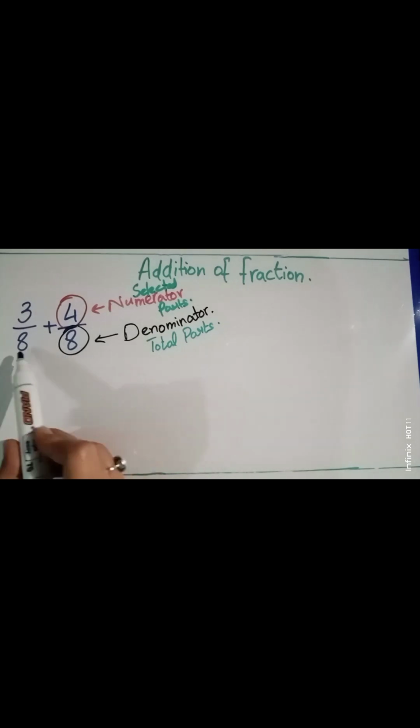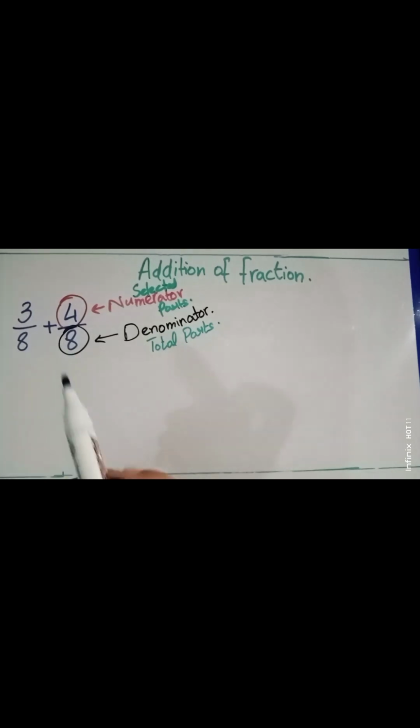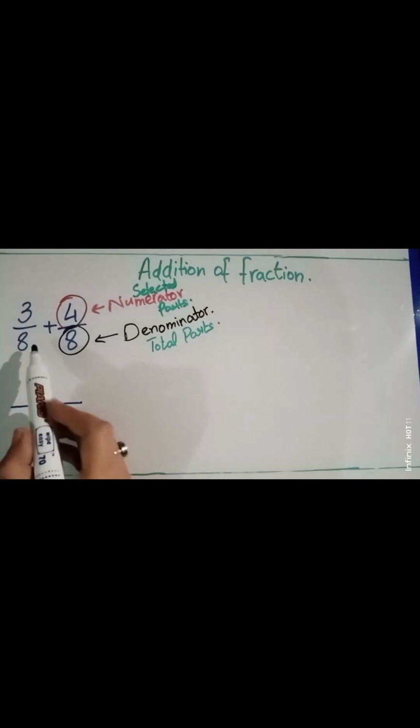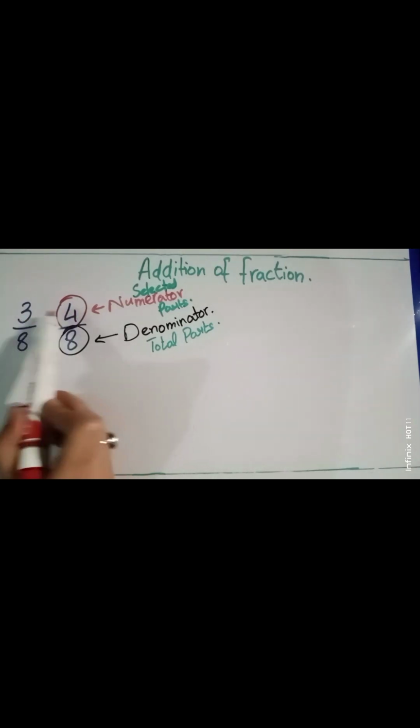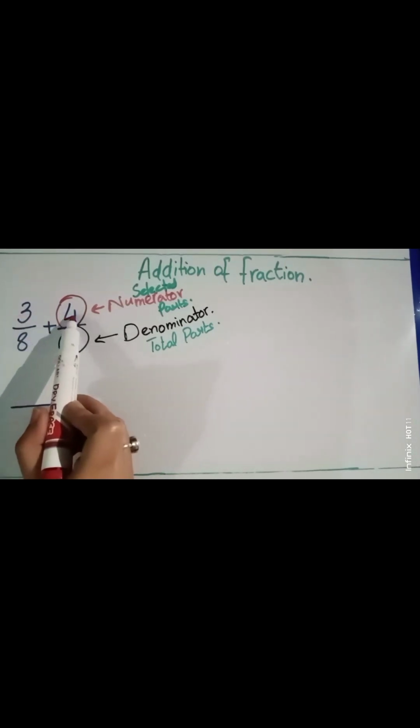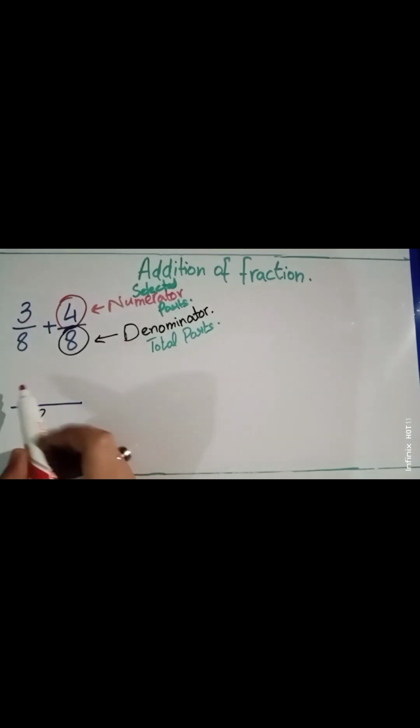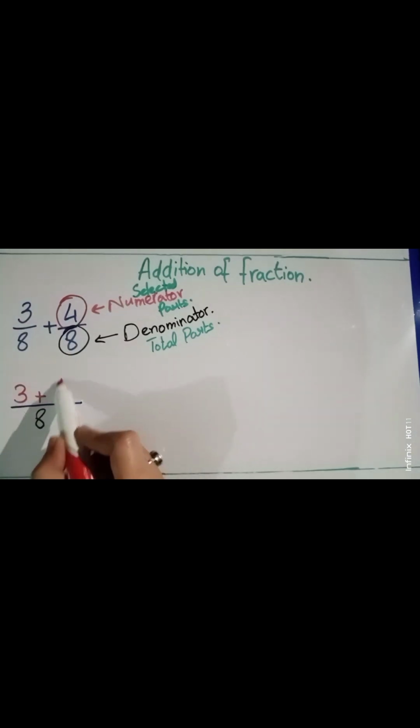As you can see, the denominator is the same on both sides, so we don't need to be worried. We will write the denominator as it is, 8 in the center, because the total parts are the same in both fractions. But we can see that here is 3 and here is 4 in the numerator. So we will just add 3 plus 4. What is 3 plus 4?